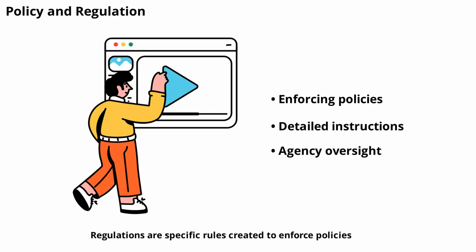Regulations are specific rules created to enforce policies. For example, a government policy to protect the environment might lead to regulations limiting factory emissions. Regulations provide detailed instructions for how policies should be carried out. They are usually enforced by government agencies, which monitor compliance and impose penalties for violations.